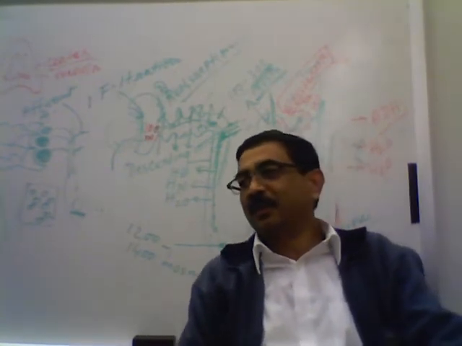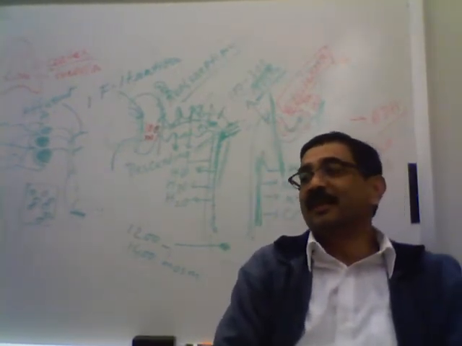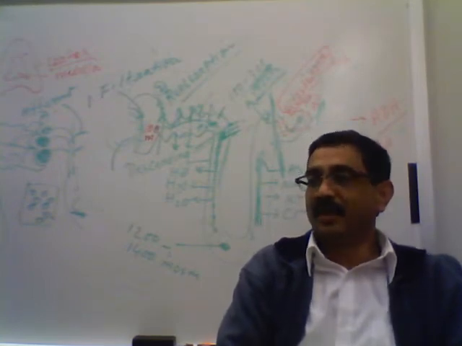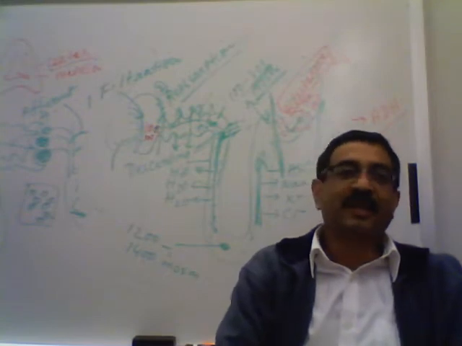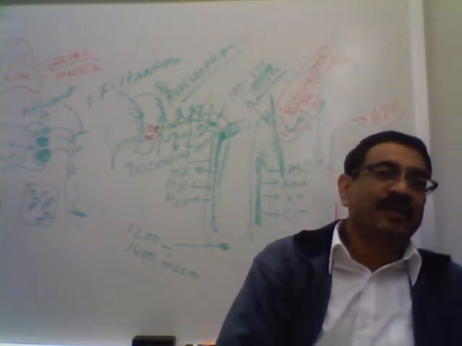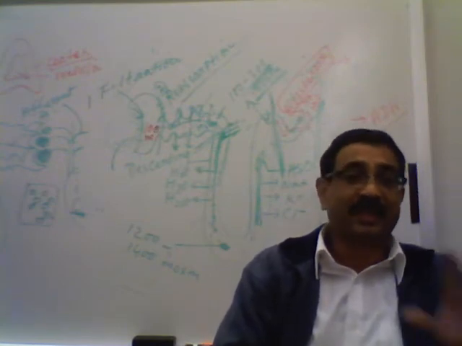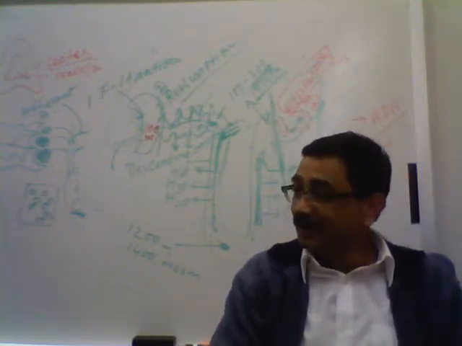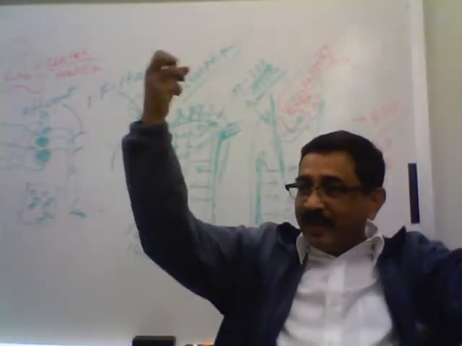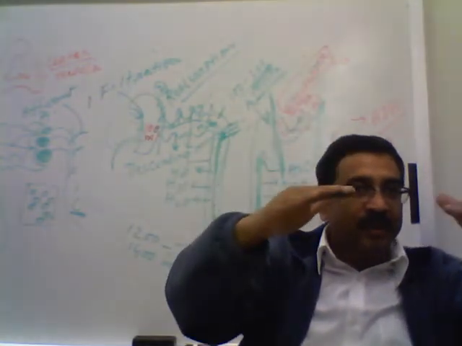Okay. Now, if aldosterone is released more, then the volume of urine will go down or up? Just think and tell me. Urine will decrease because sodium and water will be reabsorbed, right? So the volume of urine will go down.